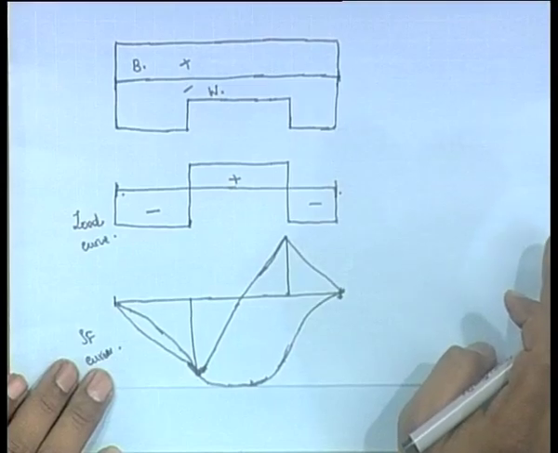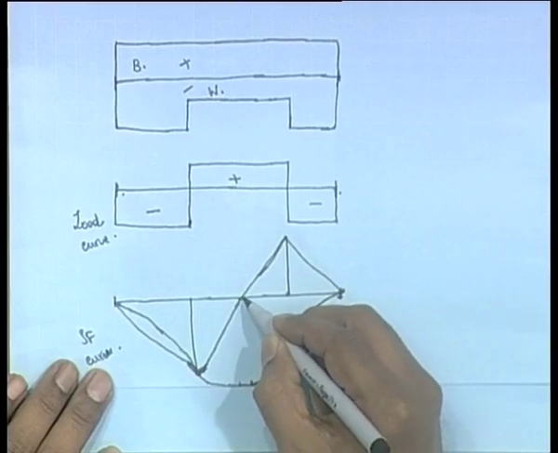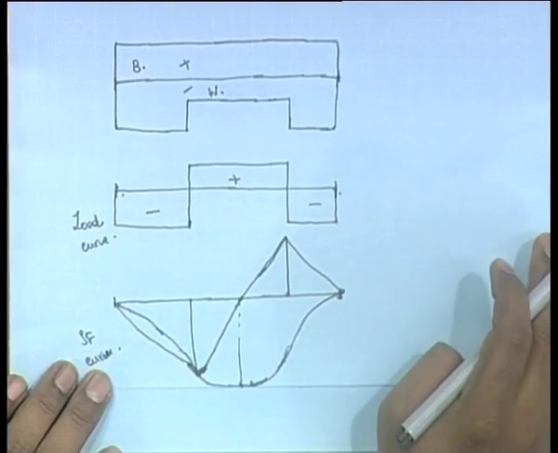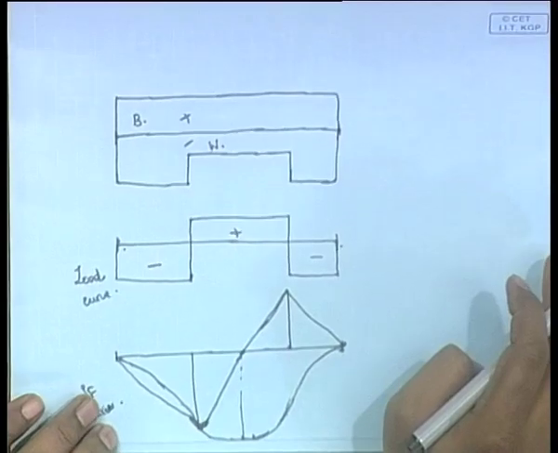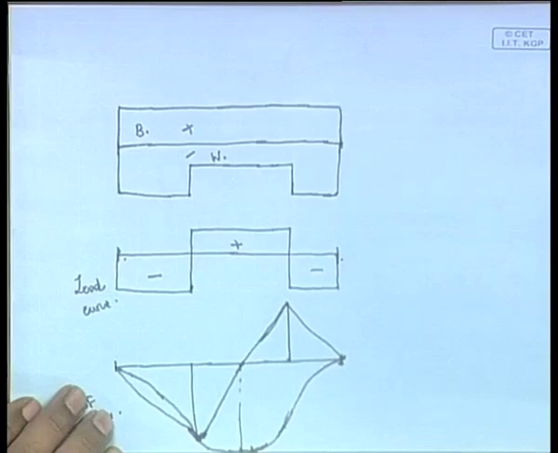In the case of a ship, you will see that the bending moment curve is usually maximum at the midship. Somewhere around the midship, where the shear force curve becomes 0, you will have the bending moment curve maximum. So this is the basic concept of shear force and bending moment.